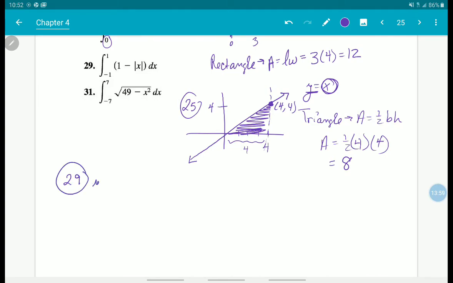(29), we're looking at the function y equals 1 minus absolute value of x. So if you were to graph that, this is a transformation of the absolute value of x. Notice that it's flipped upside down and it's moved up 1 unit. So our graph would look like that. And we're integrating from -1 to 1, which happens to be this triangle.